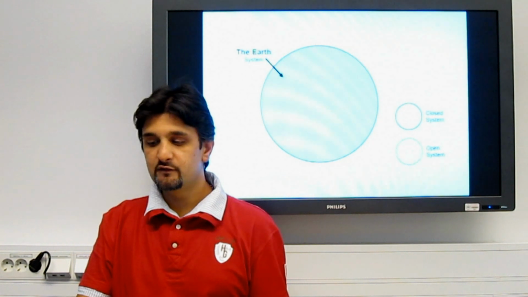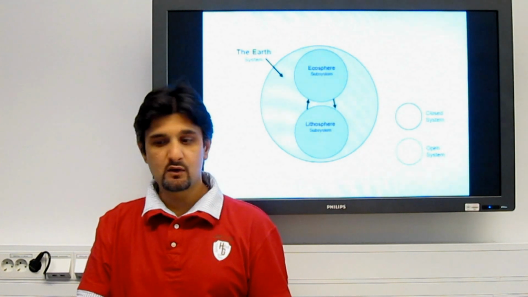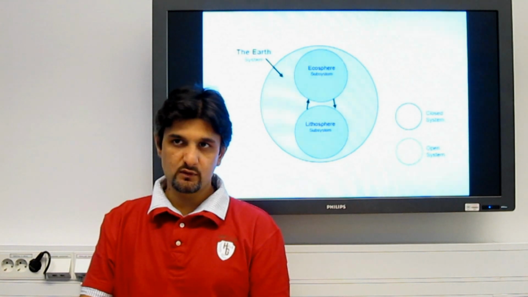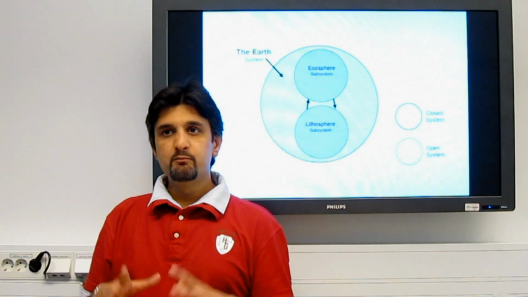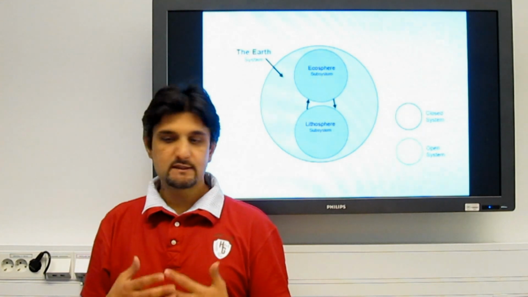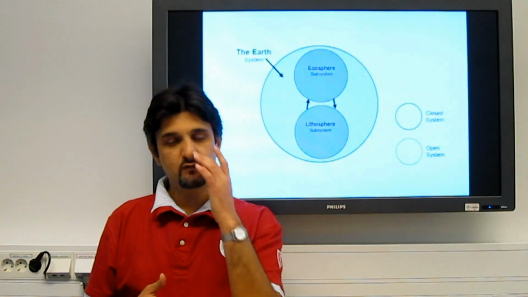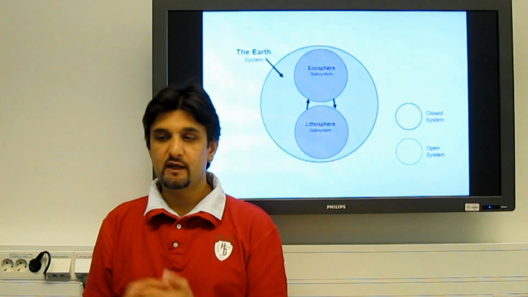So this is the Earth as a closed system, but inside there are two items that we talked about before, the ecosphere and lithosphere. Both of them are open cycles. Both of them are open systems. Why? Because you've got a connection between the lithosphere and ecosphere.